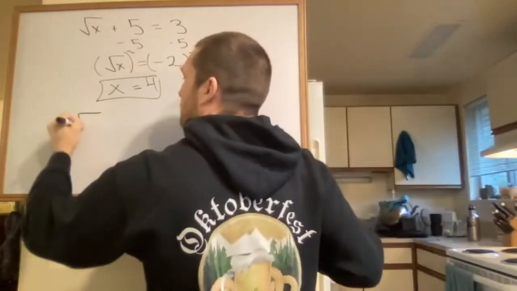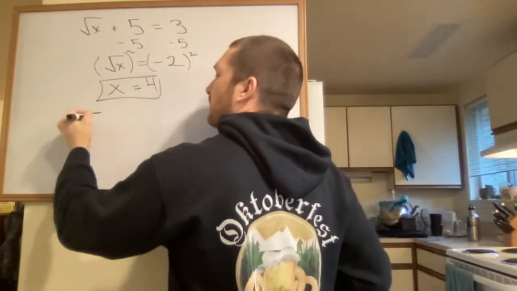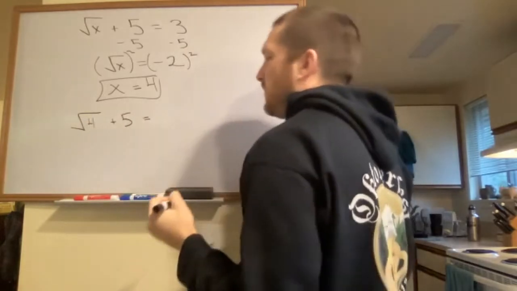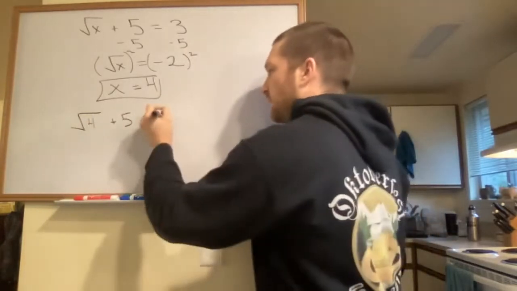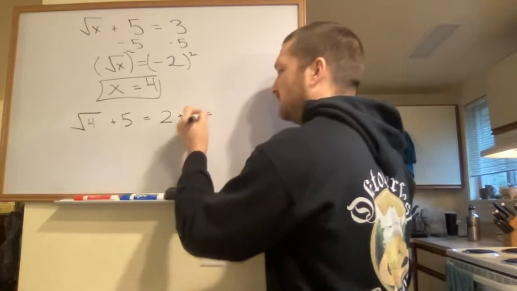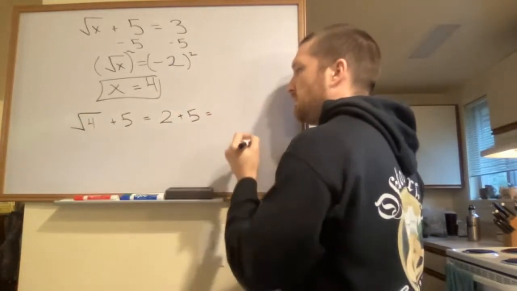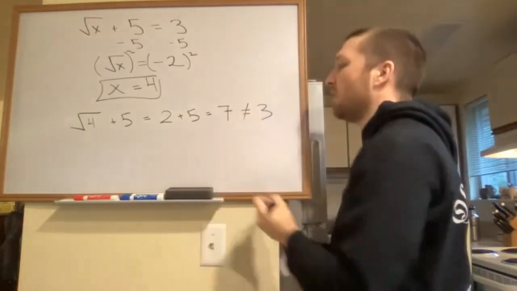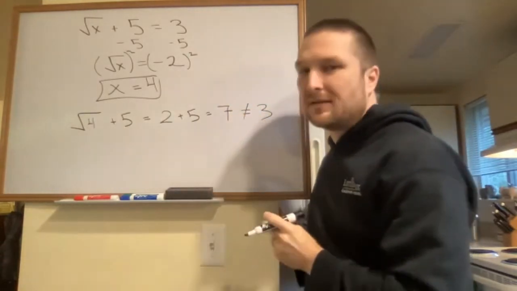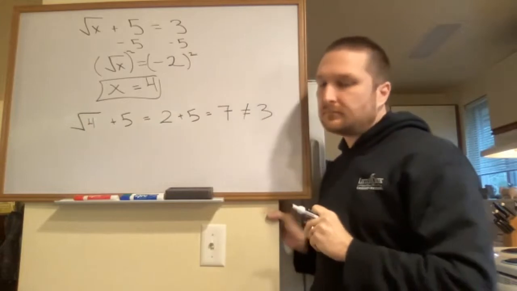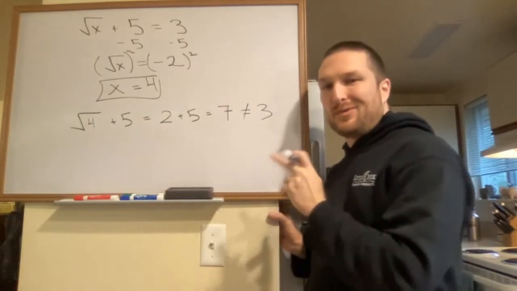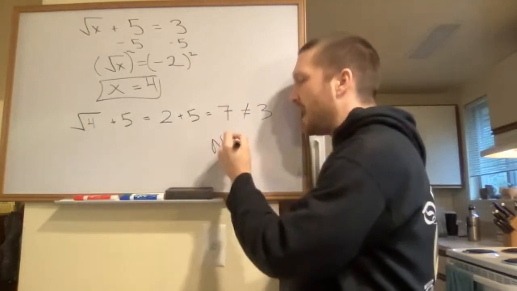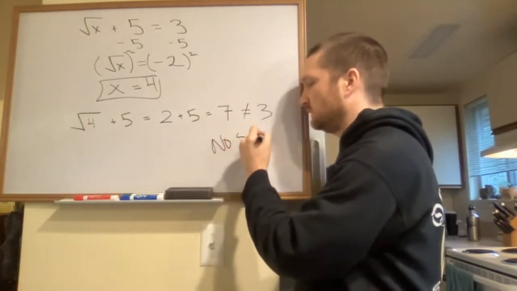So the square root of x, we're going to plug in a 4. Square root of 4 plus 5. What's the square root of 4? 2. What's 2 plus 5? 7. Is 7 equal to 3? No. Uh-oh. So that's what can happen with square roots. It turns out when you run into something like this, we're going to say there is no solution. And usually that is the case.